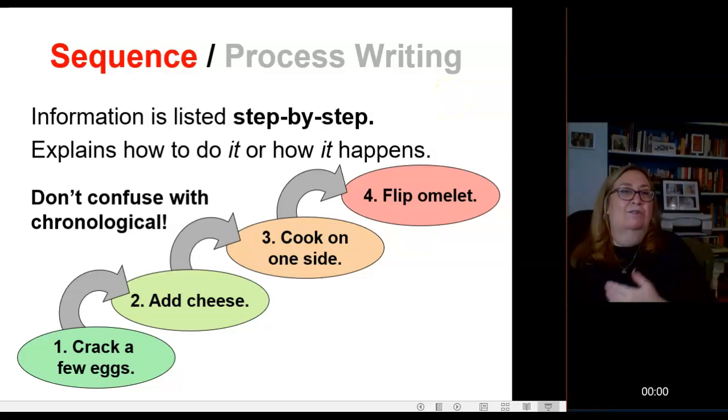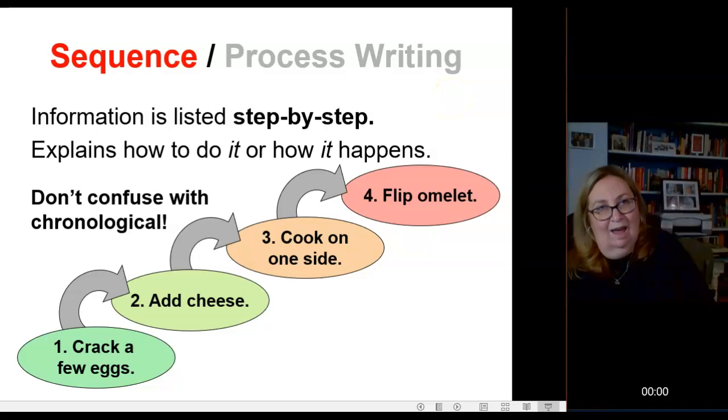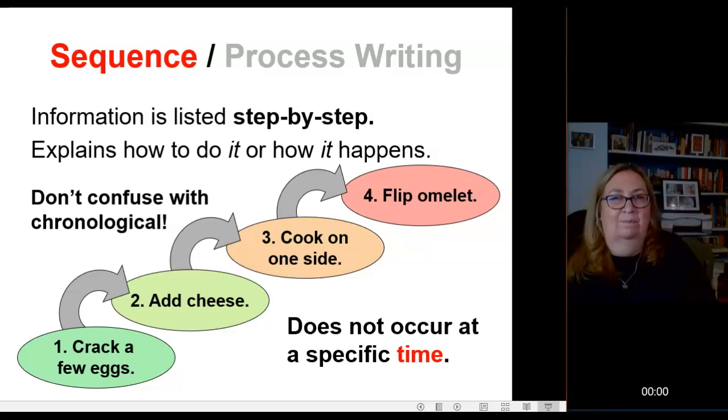This is not chronological order. This is not a story telling you what happened in the order that it happened. These are steps telling you what to do. It's not something that has to happen at a specific time. This sequence of events is for any time I want to fix an omelet. The steps to a science project are to be used anytime I'm sitting down to work on a science project.